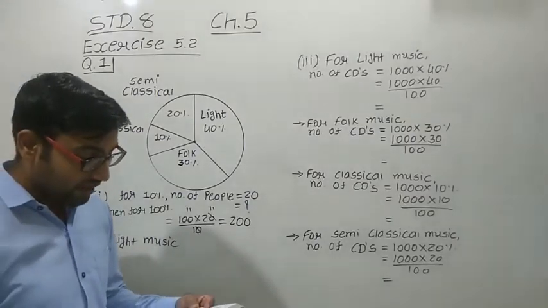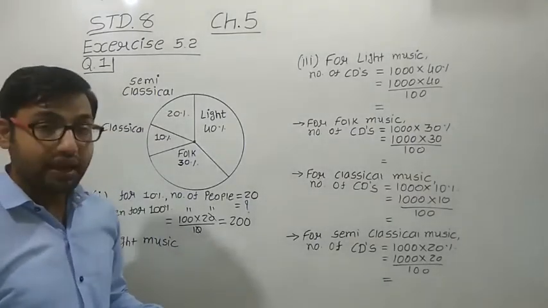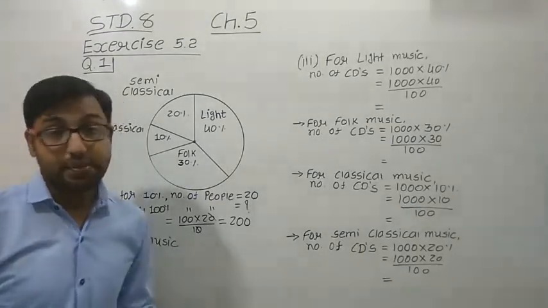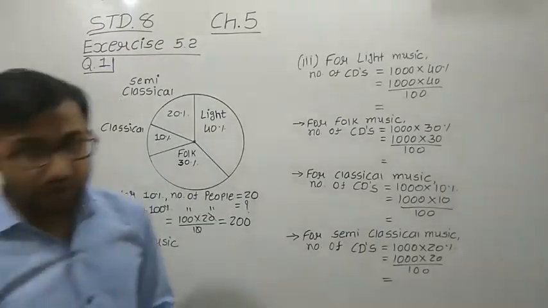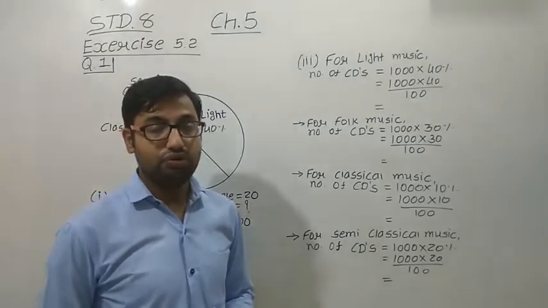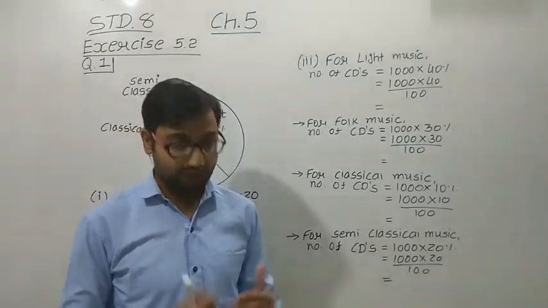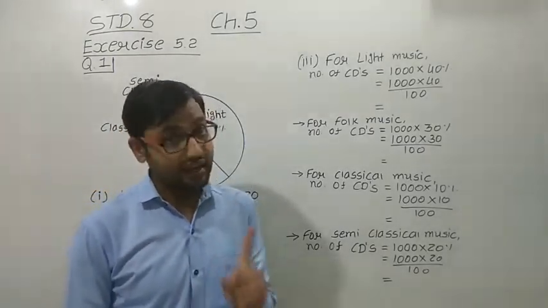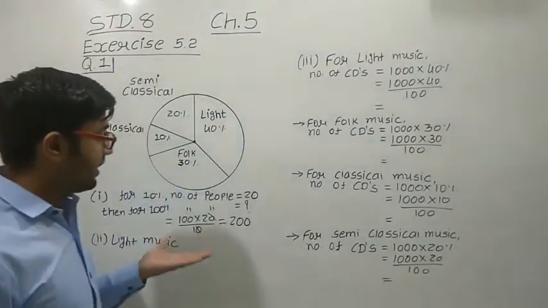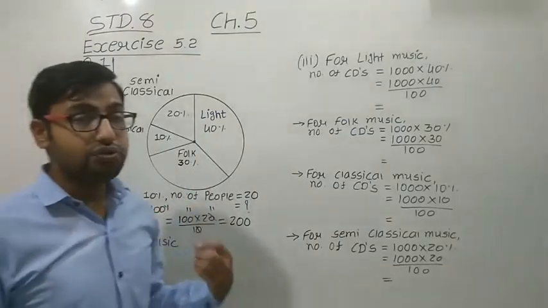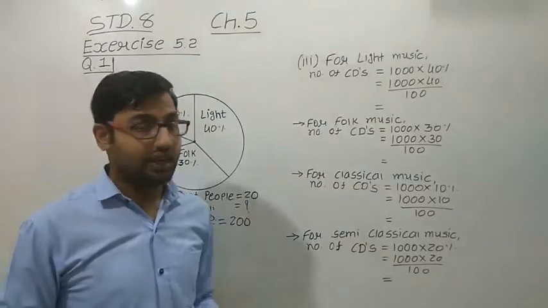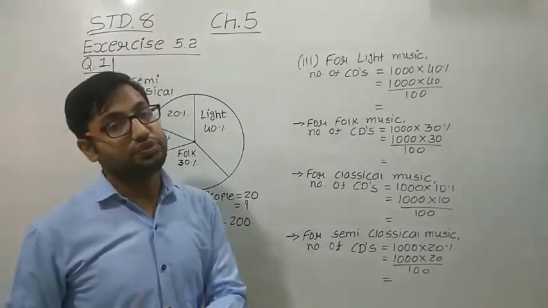The third one is: if a cassette company were to make 1,000 CDs, how many of each type would they make? Here we are given a practical situation, where a music company wants to produce a series of different kinds of music. If we already have this kind of survey, then we can decide which type of music is liked by the people. Based on that, we can produce the number of CDs.